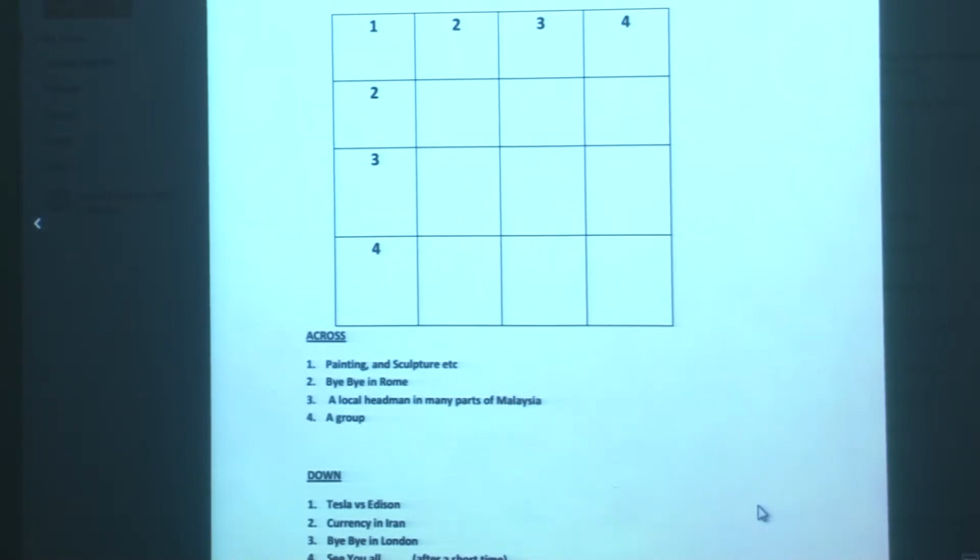Okay, so the next clue is bye-bye in Rome. 2 across is bye-bye in Rome. Yeah. Ciao. Okay, that's good. 3 down is bye-bye in London. Yeah. Ta-ta. Okay, good. So we have AC/DC, Ciao, Ta-ta, and then 4 across is see you all dash, after a short time.